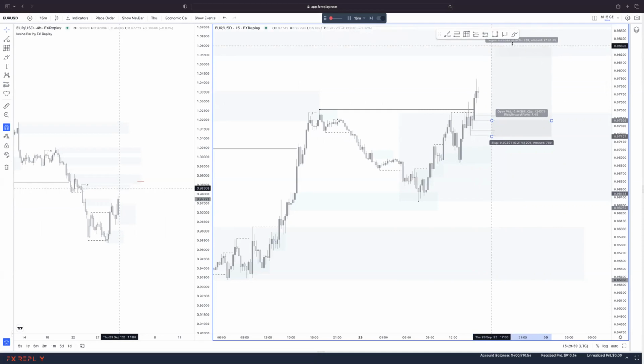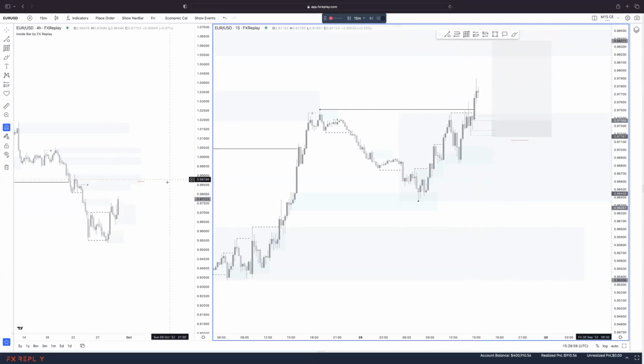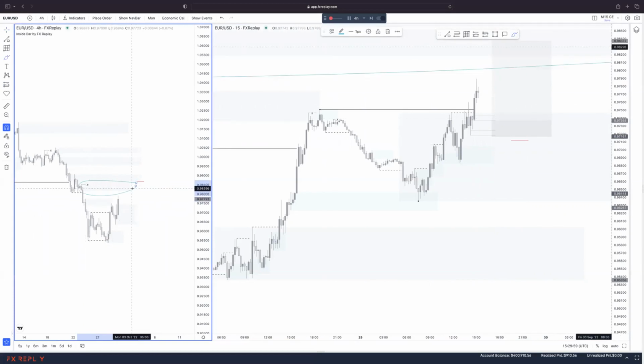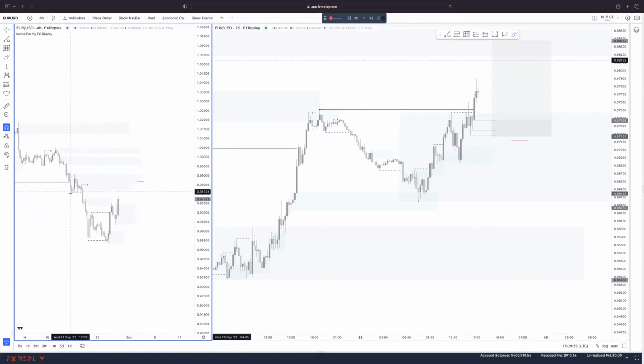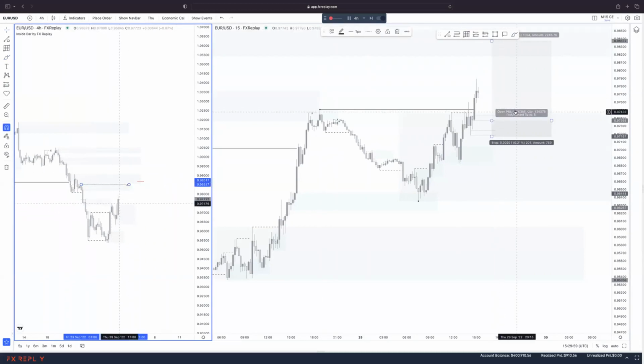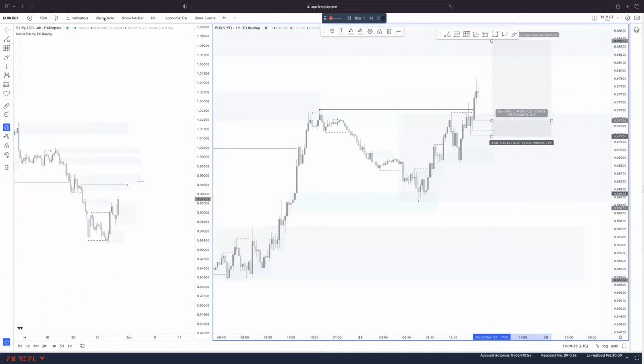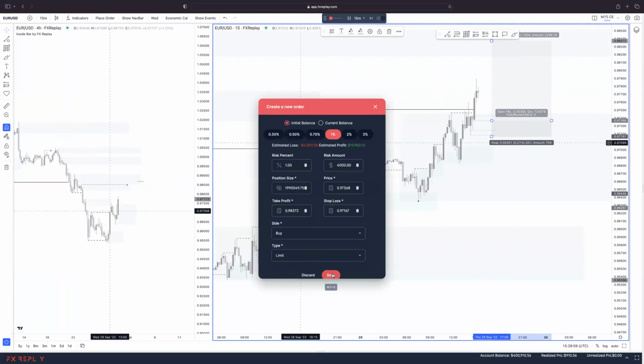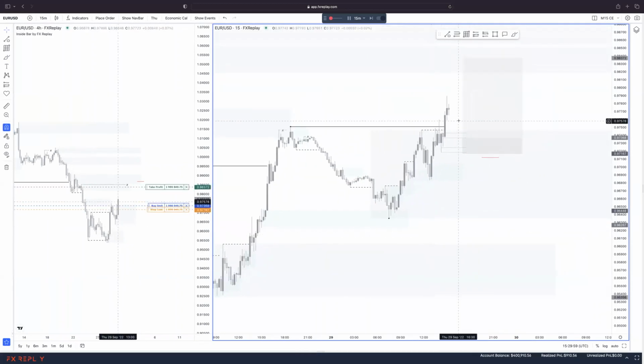Funny pip stop. And then that takes us up to this high probability, well, reasonably high probability supply here. We're expecting it, obviously it caused the IBOS on the 4 hour, but it didn't sweep liquidity. And we're expecting it to be used as inducement for the POI behind. So yeah, place the order there. Let's see what happens.